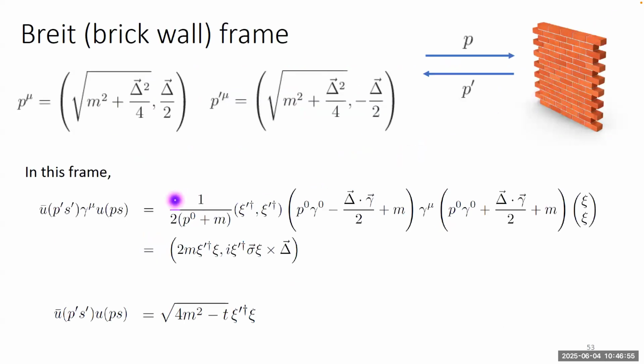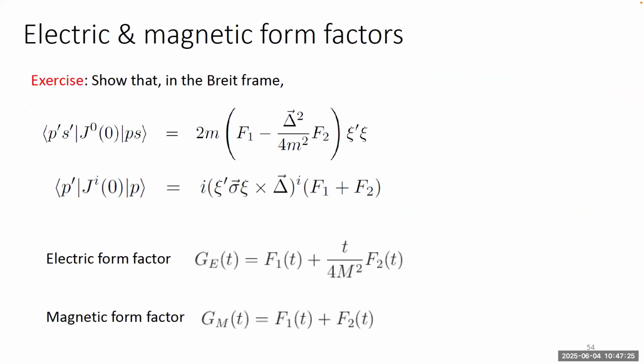For example, this product of u bar gamma mu u looks like this in this particular frame. Okay. So I'm just using the explicit form of the spinor in these formulas. And so this is a zero component, and this is a spatial component. And they can be worked out in a similar way. This is a scalar product of the spinors like this one. So if you do this expansion, then you have some nice physical interpretation of the electric and magnetic form factor.